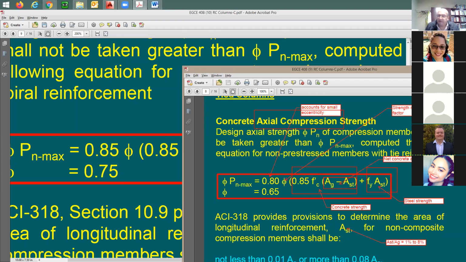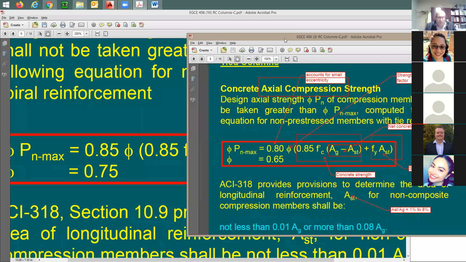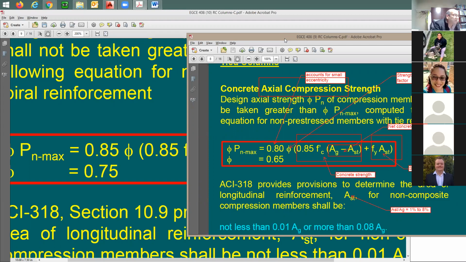Now the question is, maybe Desire can help me with this. If you have two columns, one of them is a tied column, the other one is a spiral column, which one do you think is going to be stronger, if they have exactly the same cross-section area and the same vertical reinforcing? I think the spiral column will be stronger. Roughly by how much percentage-wise?